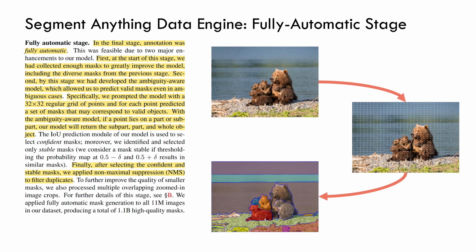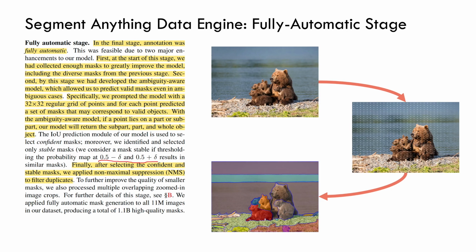How does it do that? They take an image, they create a grid of 32 by 32 points, and then for each of these points they ask the model to predict the masks. However, of course, this will produce a large number of masks, so they only take the ones with the highest confidence score, and also only the ones that are stable. By stable, they mean that if they threshold the probability map at 0.5 minus delta and 0.5 plus delta, they result in similar masks.